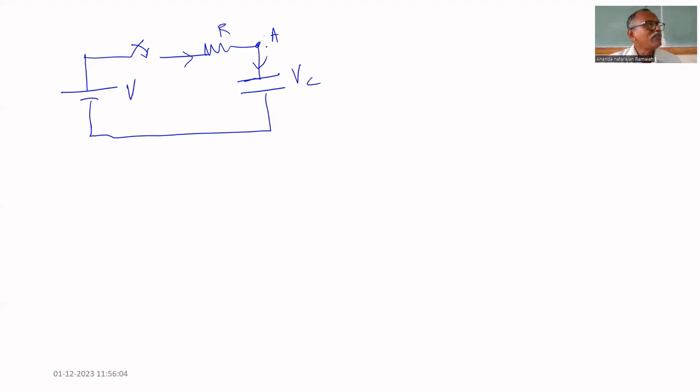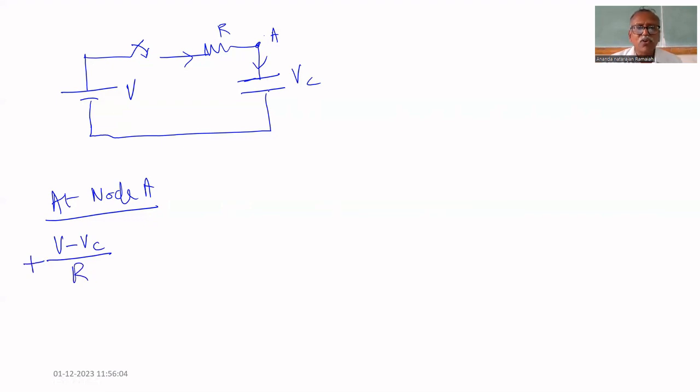What is the voltage at A? VC. Am I correct or not? Voltage at A is VC. What is the current through R? The incoming current at node A. At node A, what is the equation? The incoming current is V minus VC divided by R. Incoming current, that's why positive.